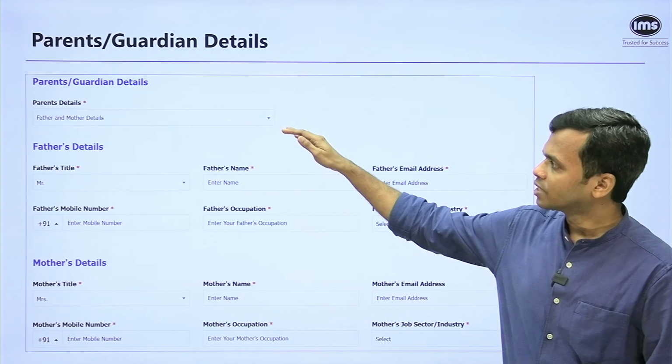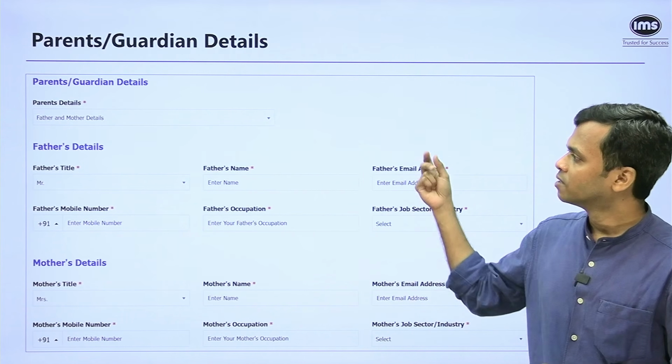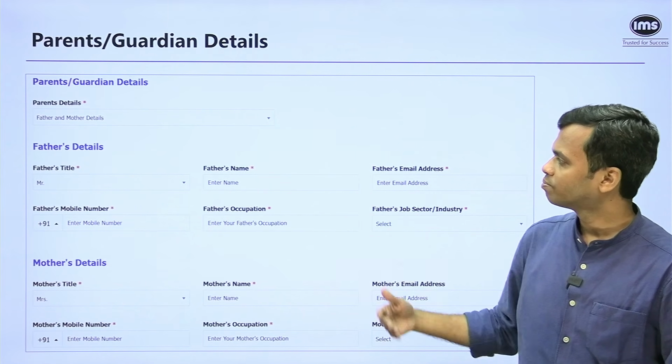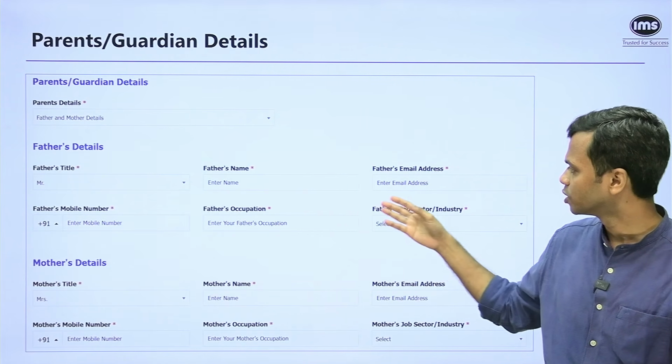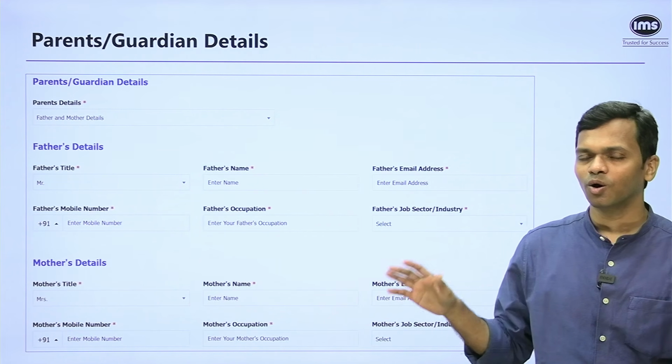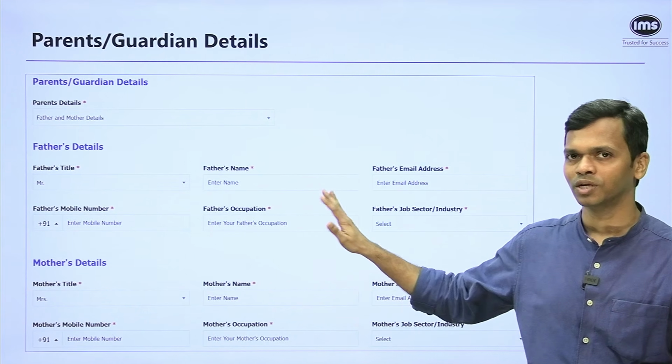So you start with parents details. Again, you can have a single parent, father and mother, or guardian. Select the one that is applicable to you. Post that, the title, name, email address, mobile number, occupation, sector, industry. All of these are pretty standard, straightforward questions. So you know it better. You can just fill this.